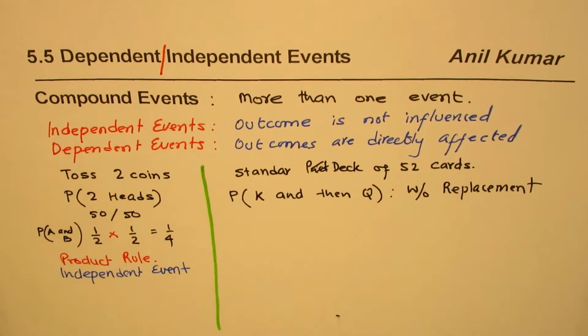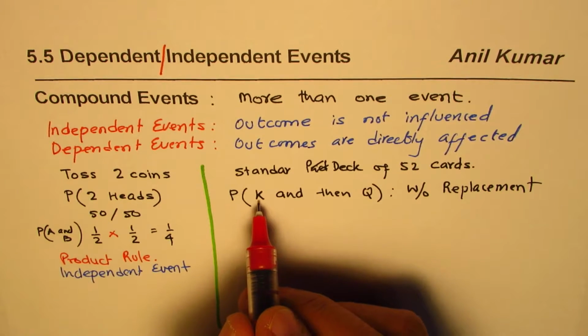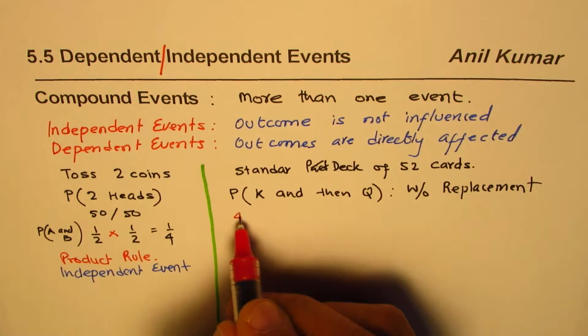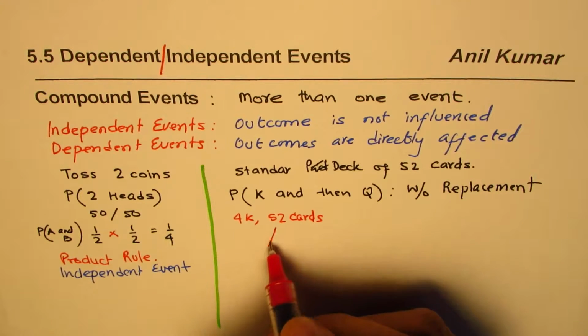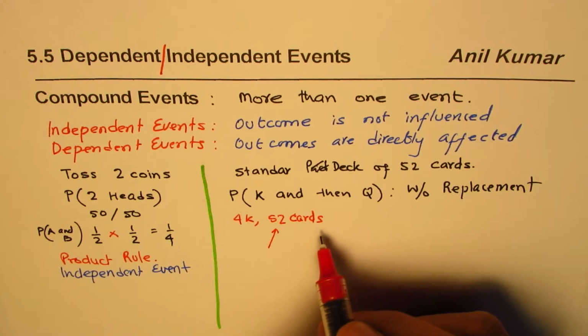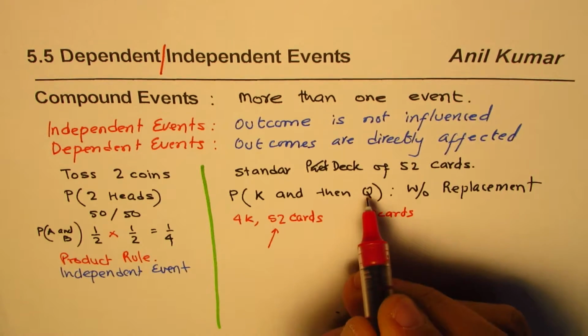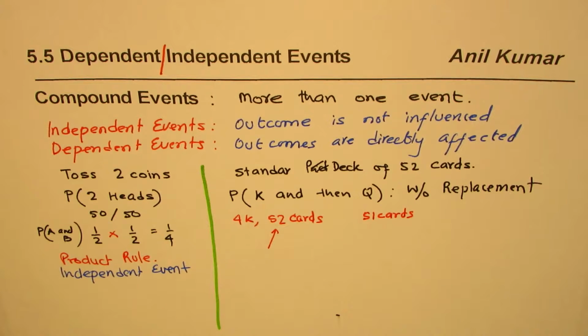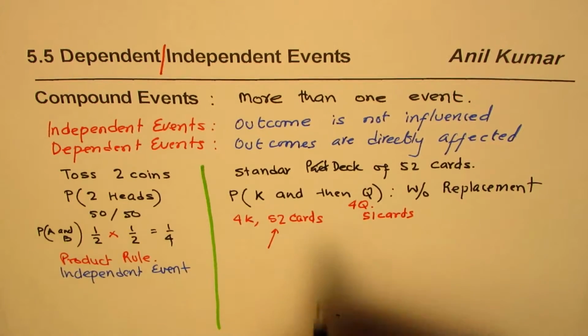It is clearly dependent because in a pack of 52 cards, there are 4 kings, right? But as soon as you withdraw one card, the number of cards decreases to 51. Since the number of cards has changed, the probability of getting the queen will change. It becomes more probable, right? You have fewer cards and still we have 4 queens. So in this case, the probability changes.